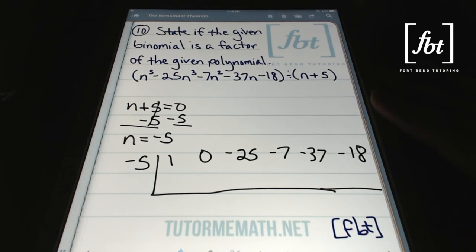Lewis says he likes that polynomial. Thanks, Lewis. Appreciate it. I thought it was clever.